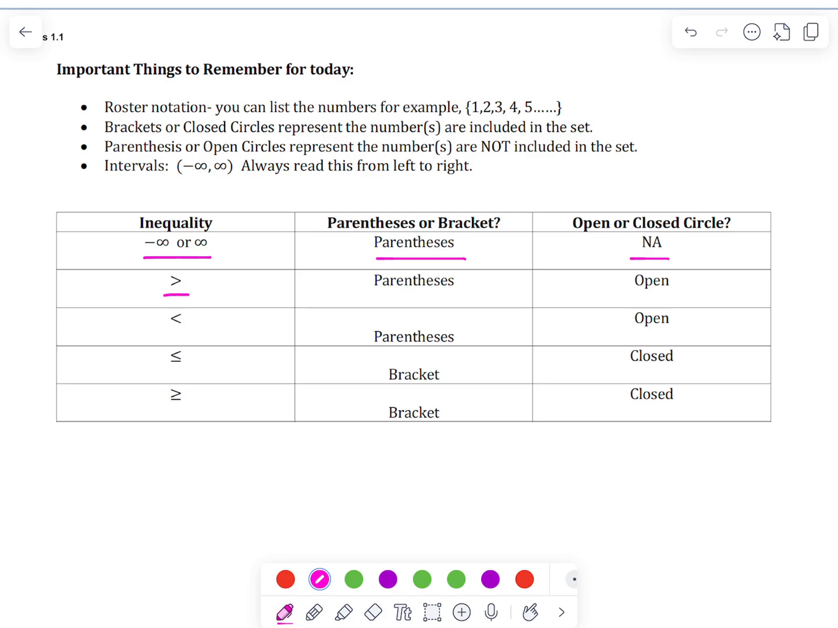This symbol here represents greater than, and we would use a parentheses and we'd have an open circle. This symbol represents less than, and we would use a parentheses and we'd have an open circle. This represents less than or equal to, we'd have a bracket and we'd have a closed circle. This represents greater than or equal to, we would have a bracket and then a closed circle.